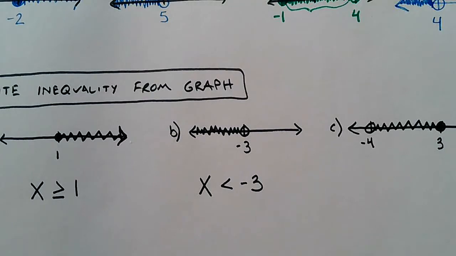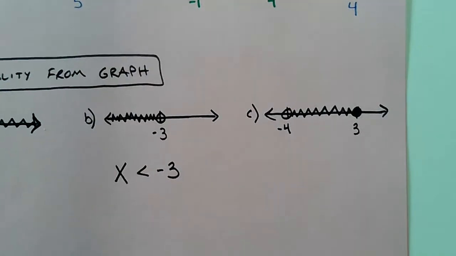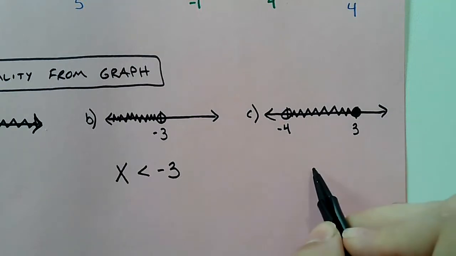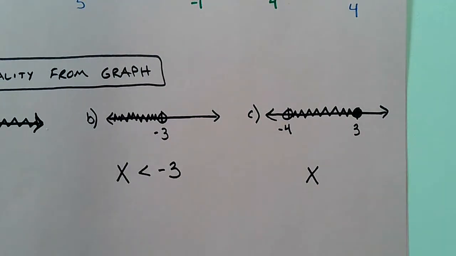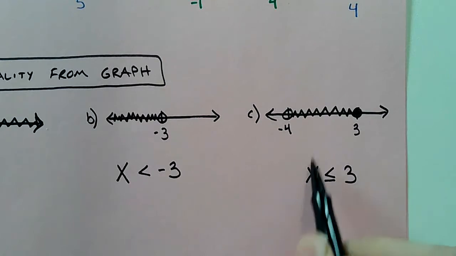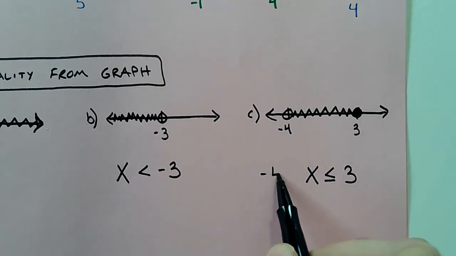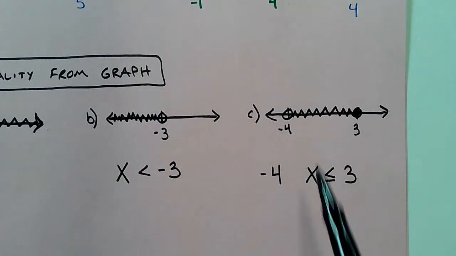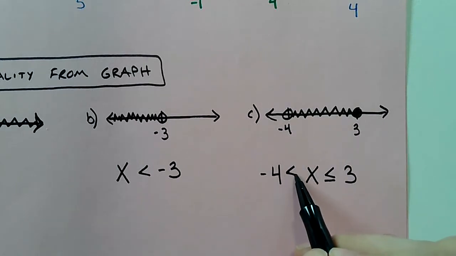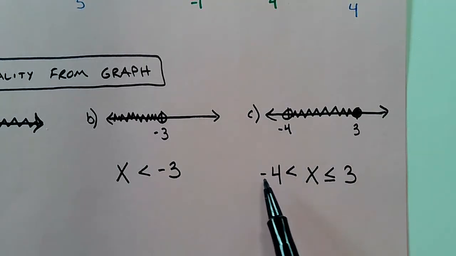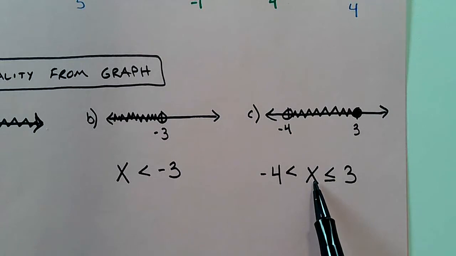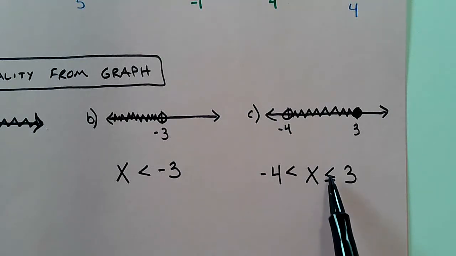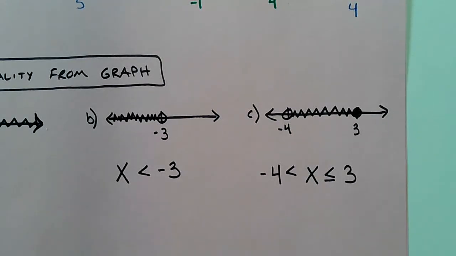And C, why not look at a compound inequality again? My values are in the middle between 2 boundary points. I'm going to start with this one. Less than or equal to 3. -4 is the lowest point, and it's lower than my values. So -4 is less than x, and x is less than or equal to 3.